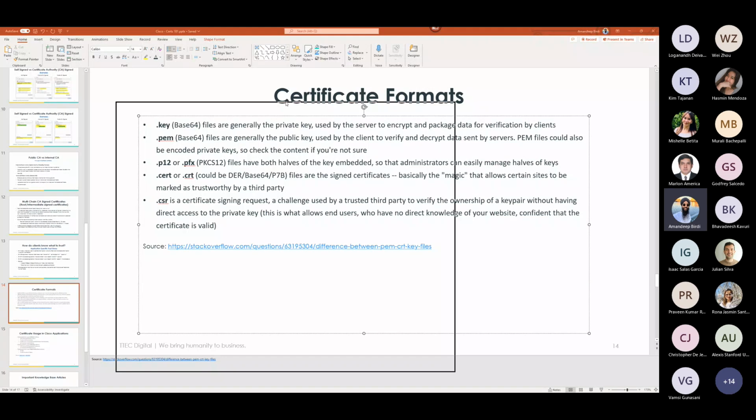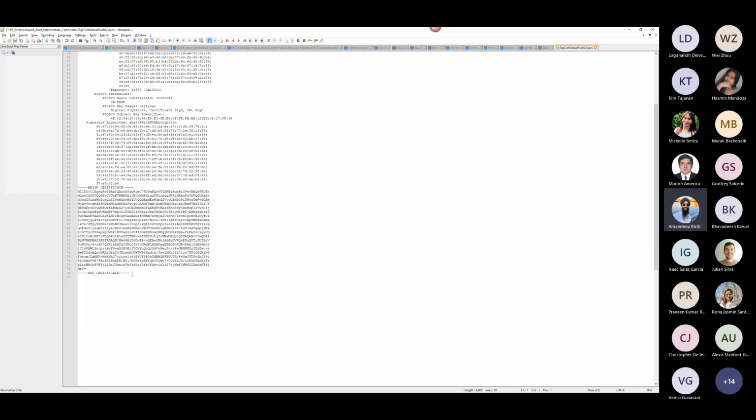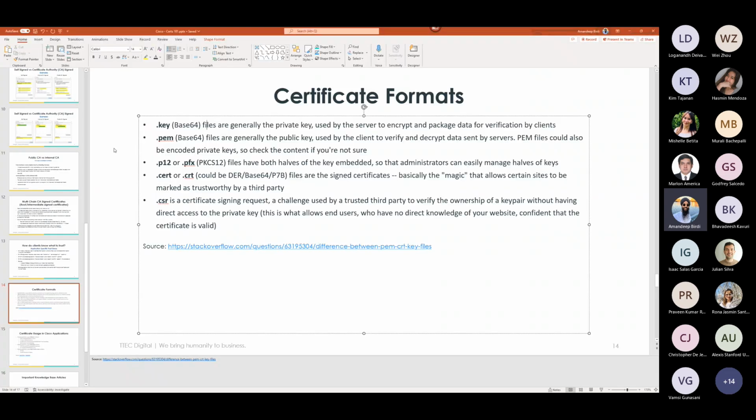Okay, this one here, this should do. So this right here is PEM encoded or base 64 encoded. This text right here, right? This is a public key. So a public key will say begin certificate and end certificate. A private key will say begin private key and end private key, right? That's the difference. But they're both a PEM file, a PEM encoded file or base 64.